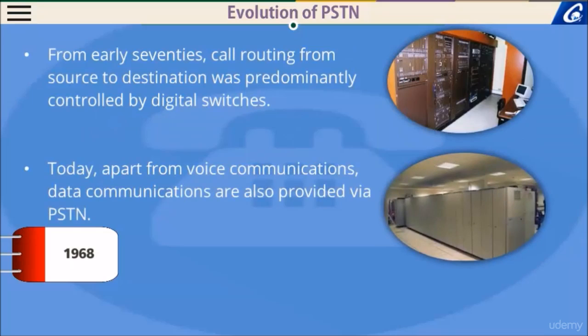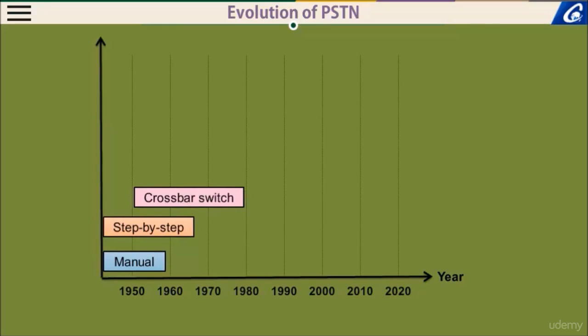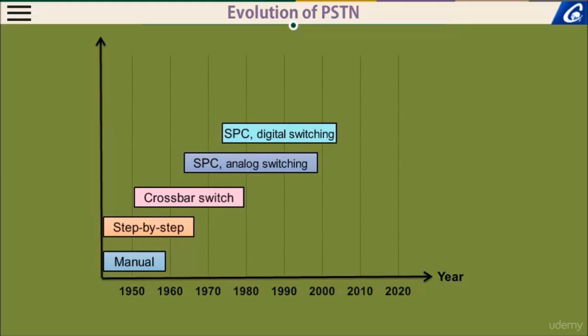Today, apart from voice communications, data communications are also provided via PSTN. Here is a graph showing the growth of PSTN from 1950. It started with manual operation, then came step by step. Crossbar switch was introduced in the early 50s. Then came analog switching in the mid-60s. In the mid-70s, digital switching evolved. Broadband was introduced in the early 90s. Broadband has improved over a period of time and is widely used these days.